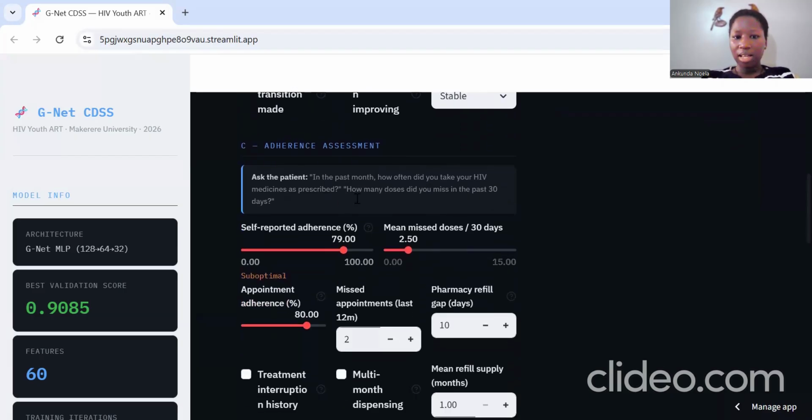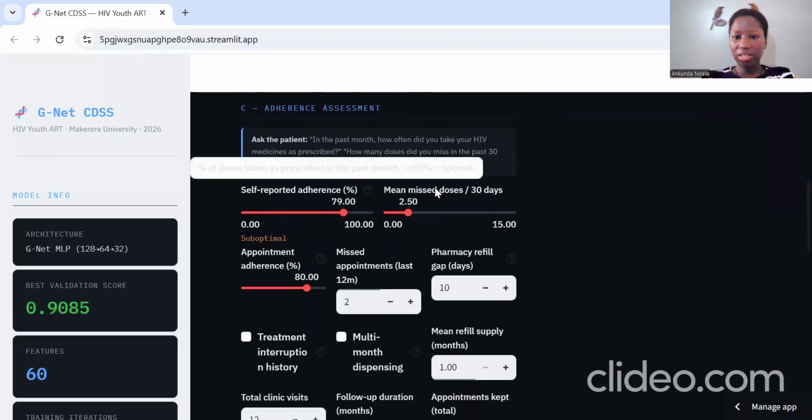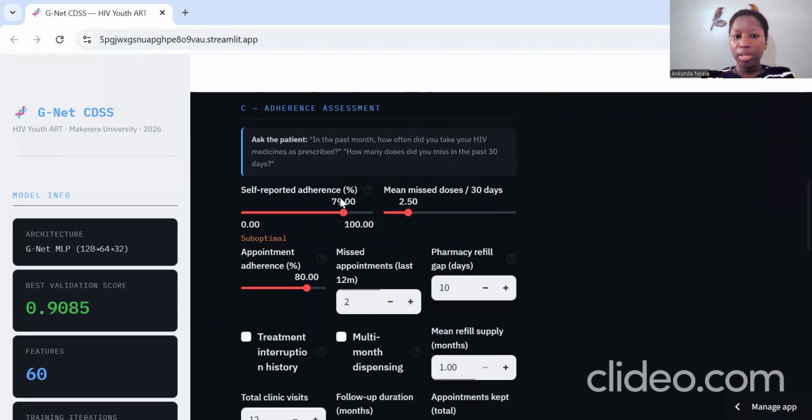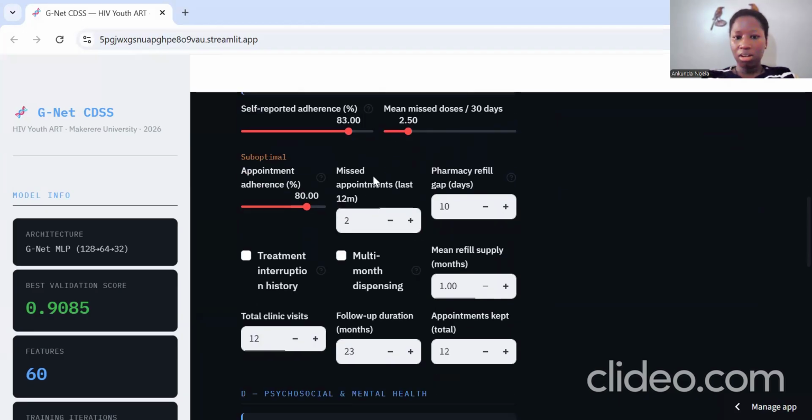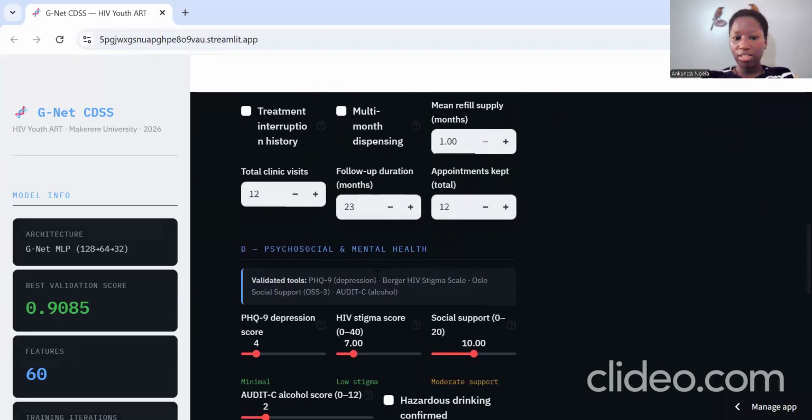And then under the adherence assessment, there is a self-reported adherence and the missed doses. So say our adherence is like 83.0, that's suboptimal. And then maybe missed doses remains that, and our missed appointments is 3. All these can be adjusted.